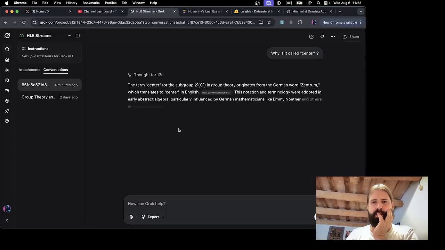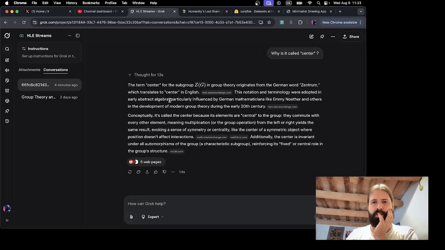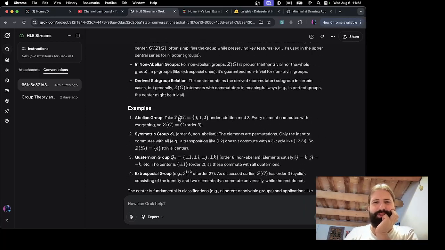Because the elements are central to the group. They commute with every other element, meaning multiplication, or the group operation, from left to right yields the same result, in a sense of symmetry or centrality. Okay, yeah. I mean, it's probably useless for the question, but it's fine.